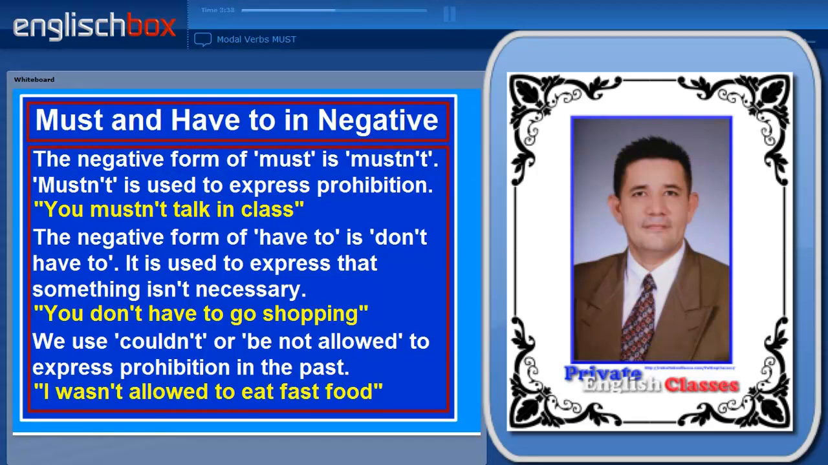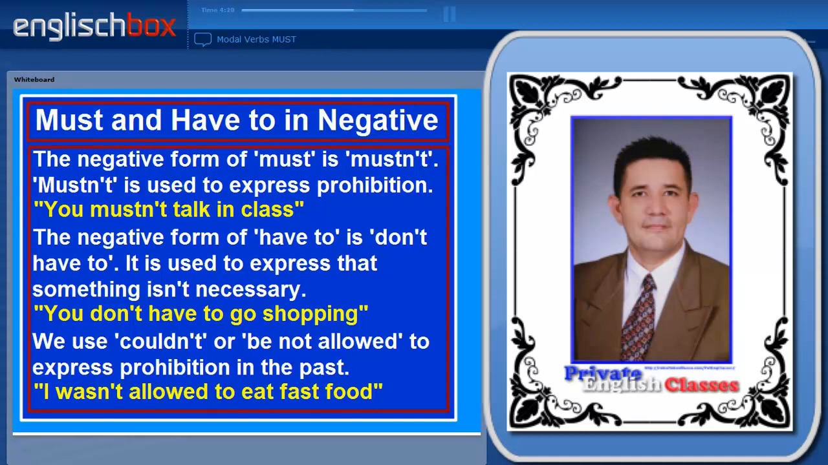Moving on to the next slide, must and have to in negative. Here it gets a little bit confusing. We use mustn't for prohibition, to say you're not allowed to do something, to say you are prohibited from doing something. For example, you mustn't talk in class. We use the negative form of have to, don't have to, to express lack of necessity, to say something isn't necessary or needed. You don't have to go shopping if you don't want to, for example.